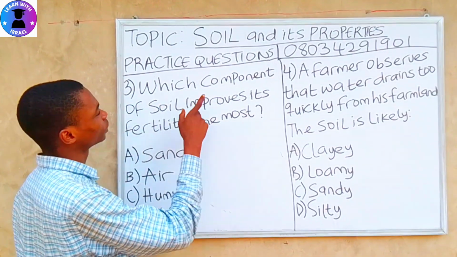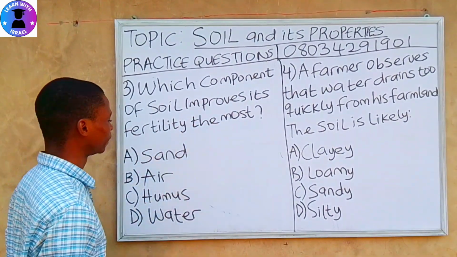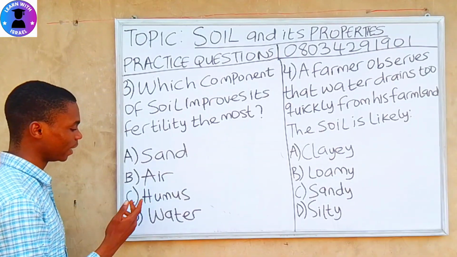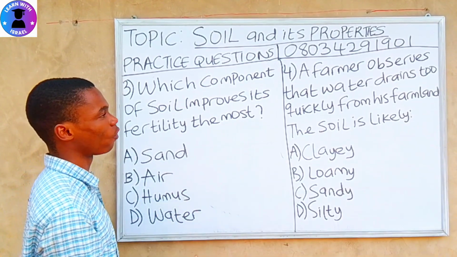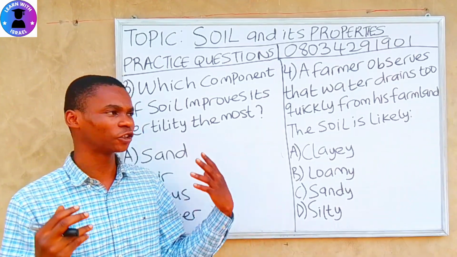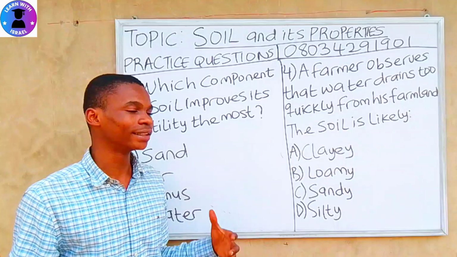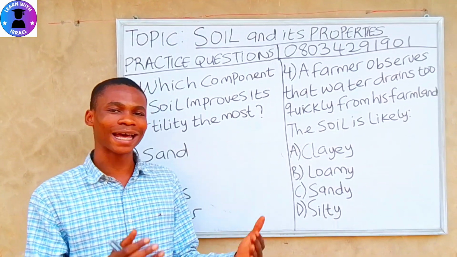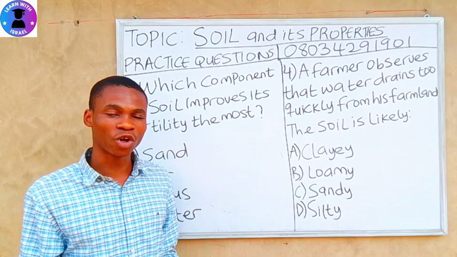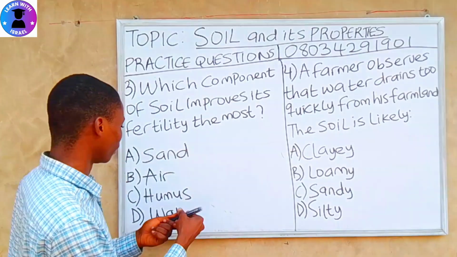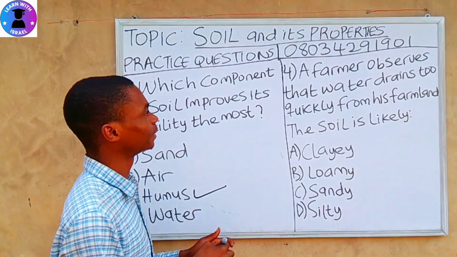Question 3. Which component of soil improves its fertility the most? A. Sand, B. Air, C. Humus, D. Water. Sand, air, humus, and water are all components of soil, but the one that improves its fertility is humus. Humus is part of the organic matter, and it improves the soil fertility, so humus is the correct answer.